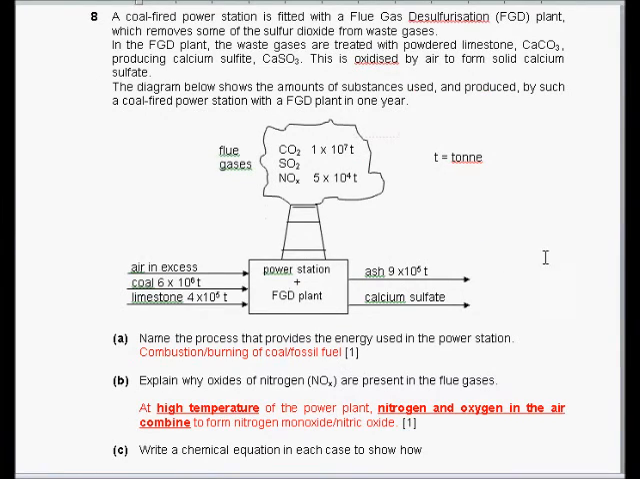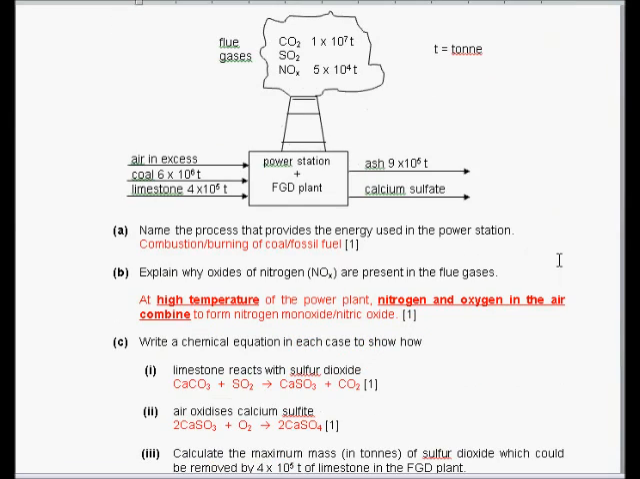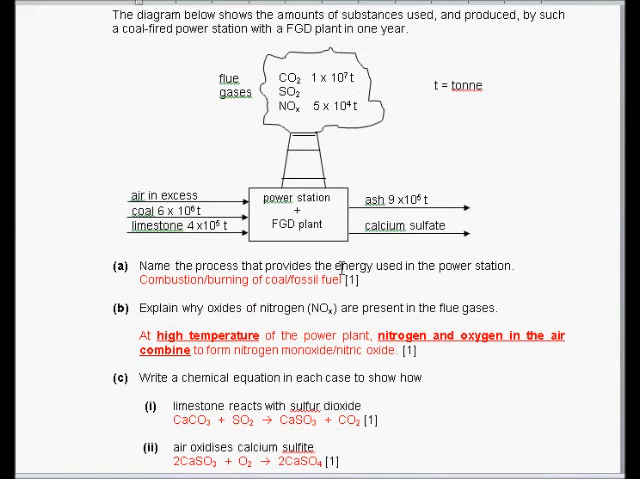Okay, for number 8, it is basically the FGD plant. Name the process. Now some of you just gave combustion, but combust what? Unless the question says name the type of reaction that provides the energy, yes, that's combustion. But this one is name the process. So combustion of what? Combustion of coal, of fossil fuel.